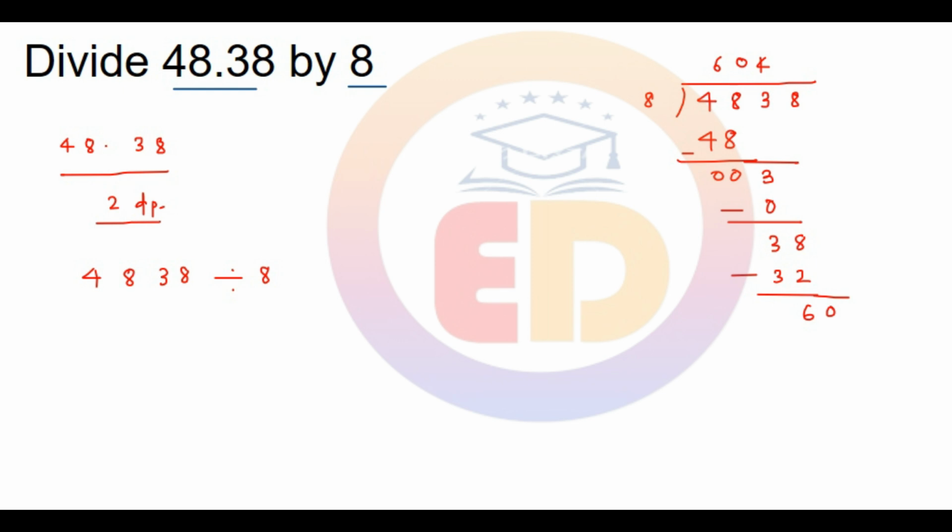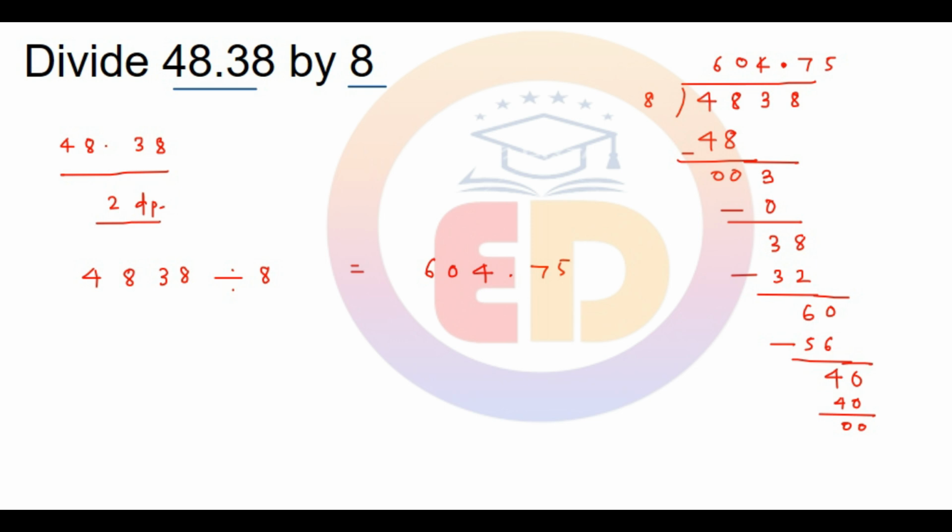And for placing this 0, I'll have to put a decimal point in the quotient. Now 8 7s are 56. Subtracting, this is 4. Now in 4, 8 will not go, so I'll have to increase 4. Place a 0 on the right side. And remember, if we have placed the decimal point once, we can place as many 0 as we want, one at a time. 8 5s are 40. My division is complete. My quotient is 604.75.